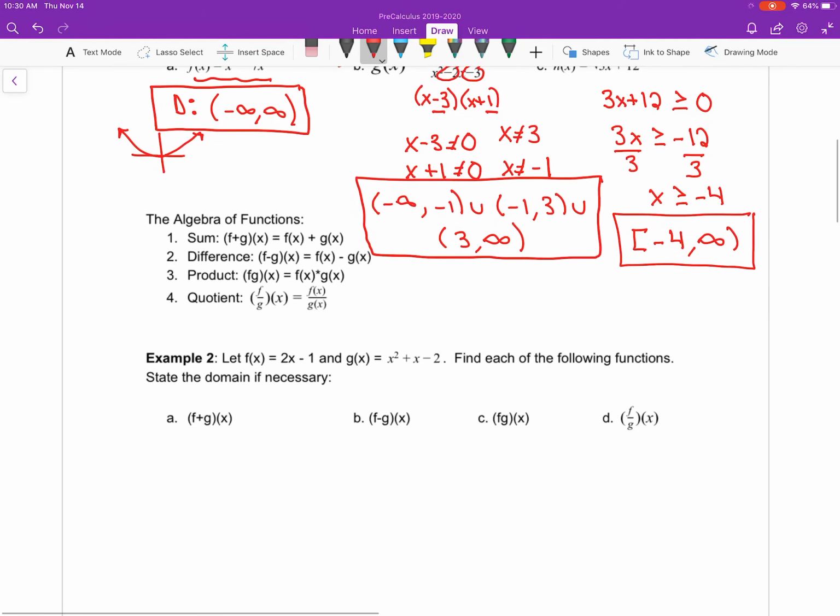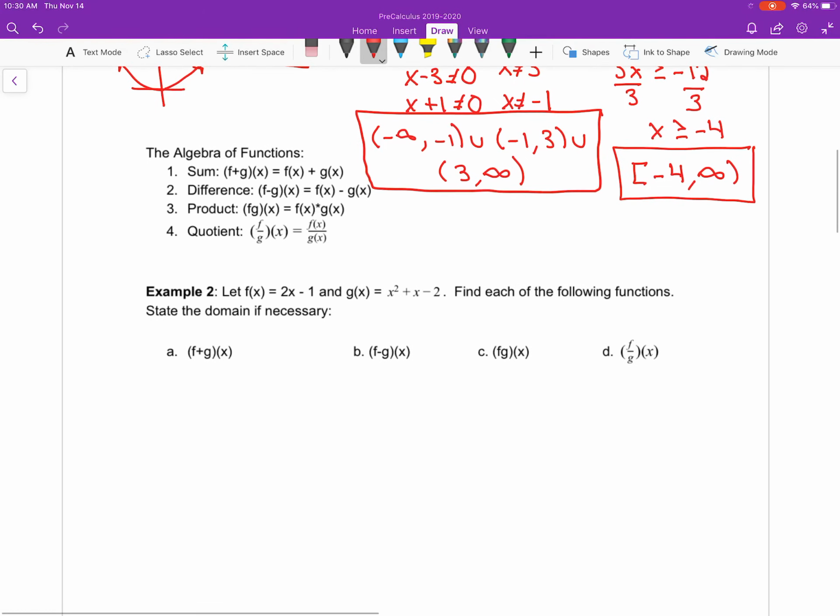Then we're going to look at compositions of functions, and we have sum, difference, product, quotient, and that's pretty straightforward. Literally, it's just combining like terms. When you have two functions, when you have f plus g of x, you add them together. 2x minus 1 plus x squared plus x minus 2. And you combine your like terms to get x squared plus 3x minus 3.